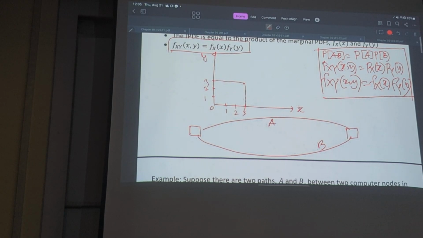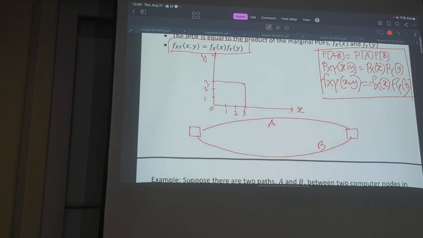In which region will the delay of one path be 50 microseconds more than the other path? Oh, sorry, my mistake. My mistake is here.